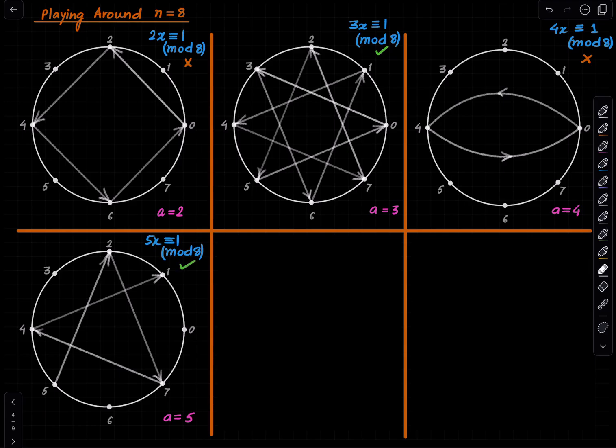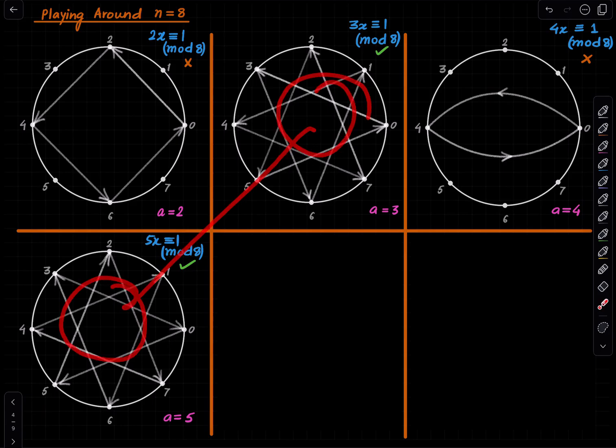But let me trace out the entire thing. 1 plus 5 is 6. 6 plus 5 is 11, which is same as 3. 3 plus 5 is 8, which is same as 0. And 0 plus 5 is 5. Very similar trajectory that we observed here. What's going on?